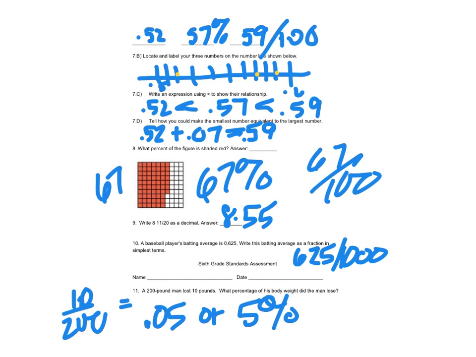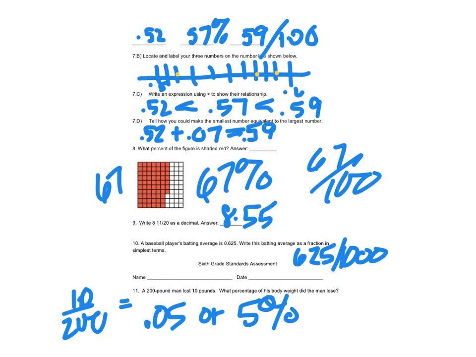All right, number 8. This is a 10 by 10 grid, so there's 100 squares, and they want to know the percentage. It's just counting the squares. So there's 67 squares that are shaded. That's 67 hundredths, so it's 67%. Write 8 and 11/20 as a decimal. So obviously the 8 is going to stay the whole number. And then remember fraction means division, 11 divided by 20, 0.55.